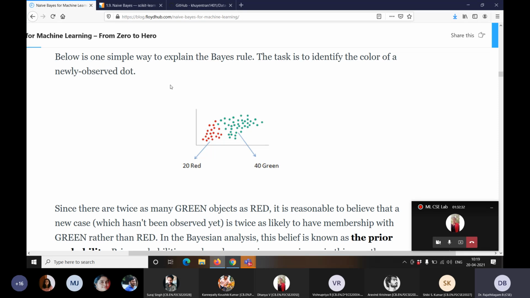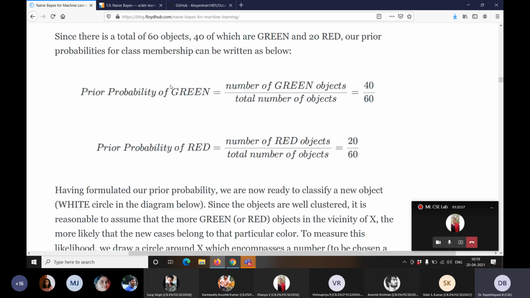unlike your prior probability. For any new data point, your expectation is that it will be mostly green. The probability that it will be green is higher than the probability that it will be red. That is your prior probability. But once the data point appears and you look at the neighborhood, then it is no longer prior probability. So look at this.